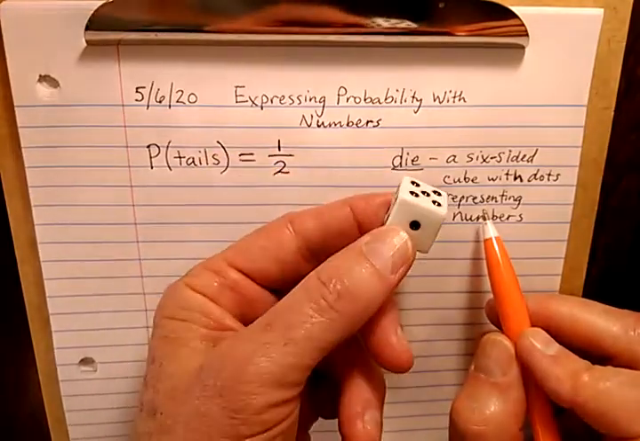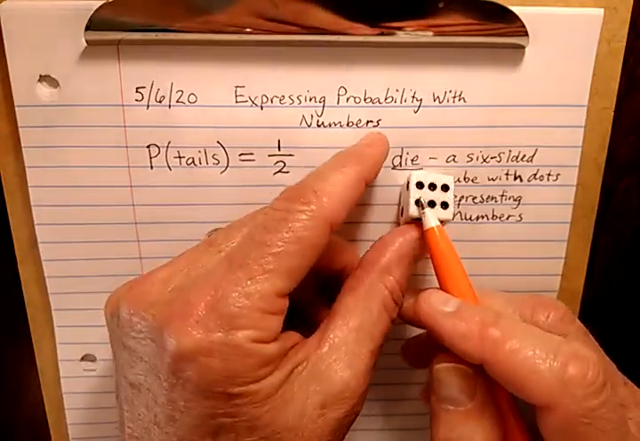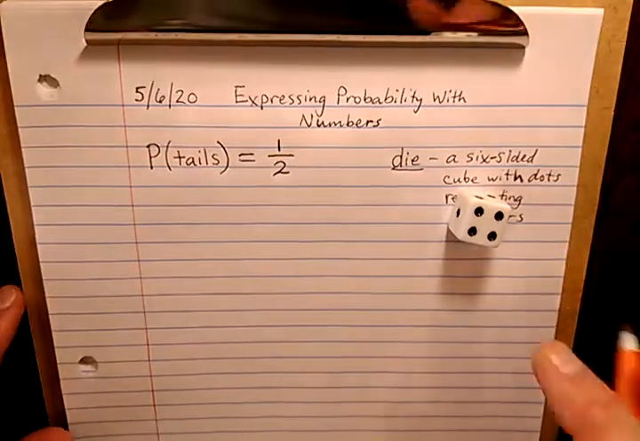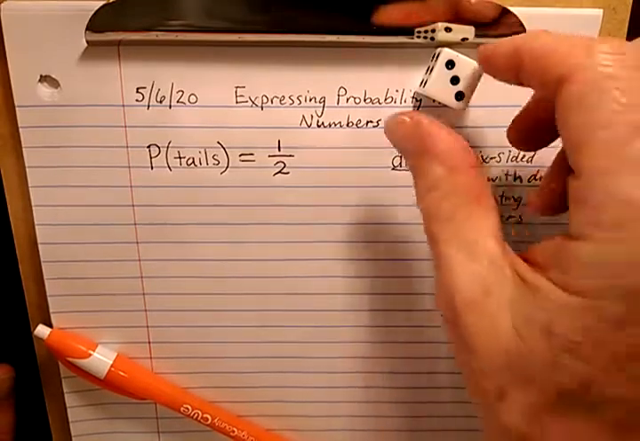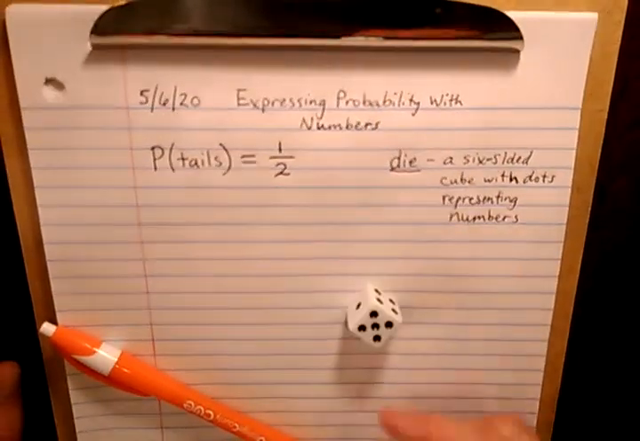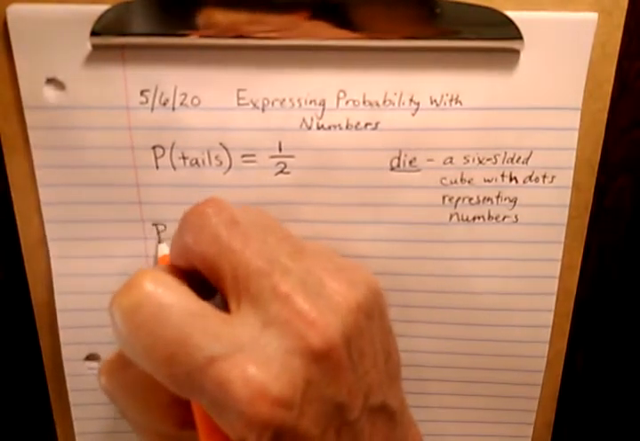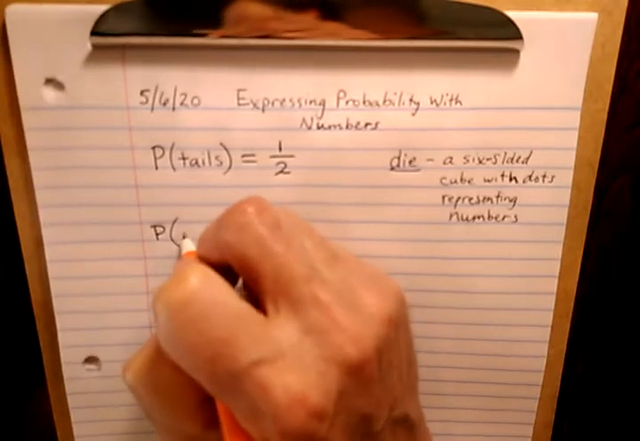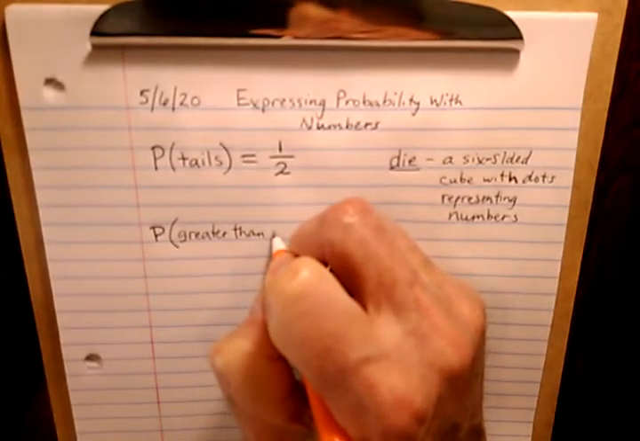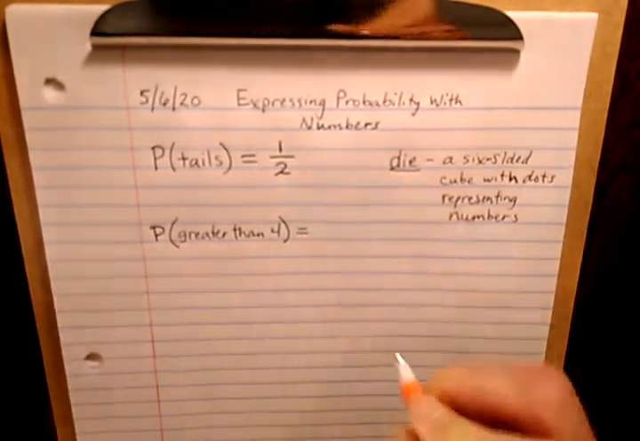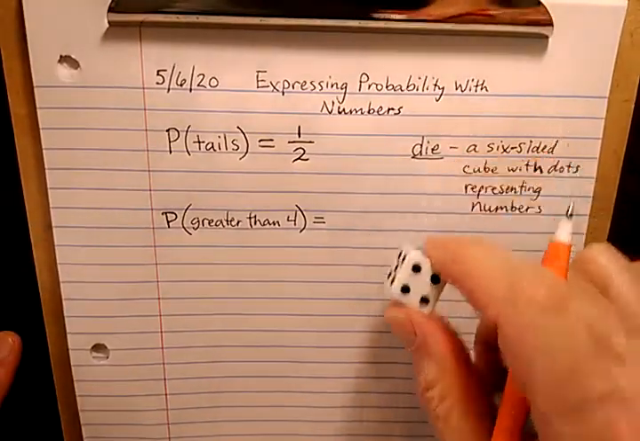Since it has 6 sides and it starts with 1 and goes all the way up to 6, that means we've got 6 numbers. So there's 6 different things that can happen when I roll a die. I roll the die, I could get any one of those numbers, okay? So let's say we want to know what's the probability of rolling greater than 4. So the probability that when I roll a die, I'll get a number greater than 4.